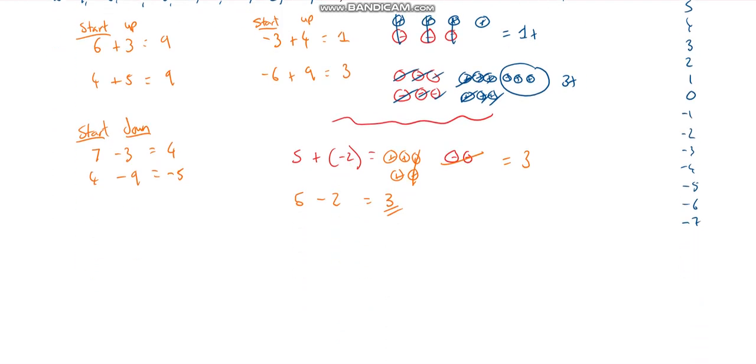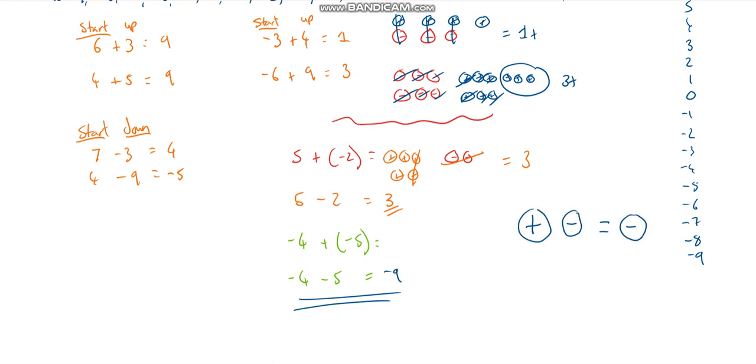Let's try another one. Let's say we've got negative 4, and I'm going to add negative 5. Well, that's going to become negative 4, take away 5. I go to a number line, negative 4, take away 1, 2, 3, take away another 2. It's going to bring me down to negative 9. Okay. So when you add a negative, it becomes a negative. If you add a negative, you get a negative.